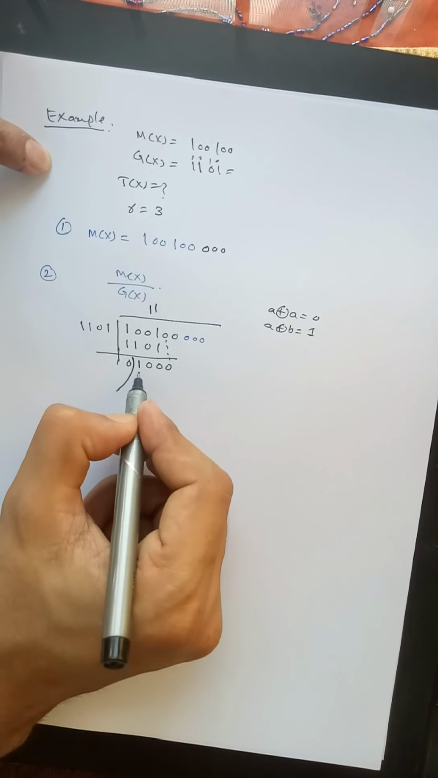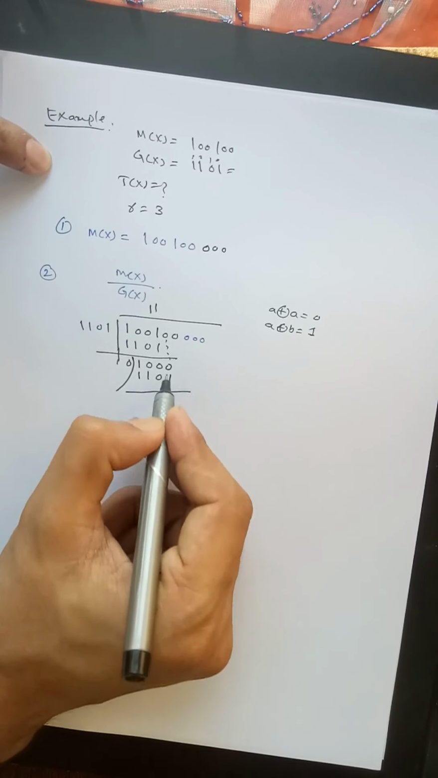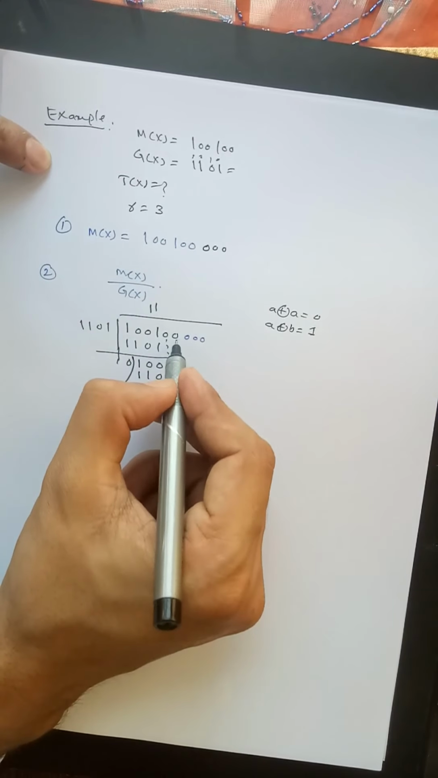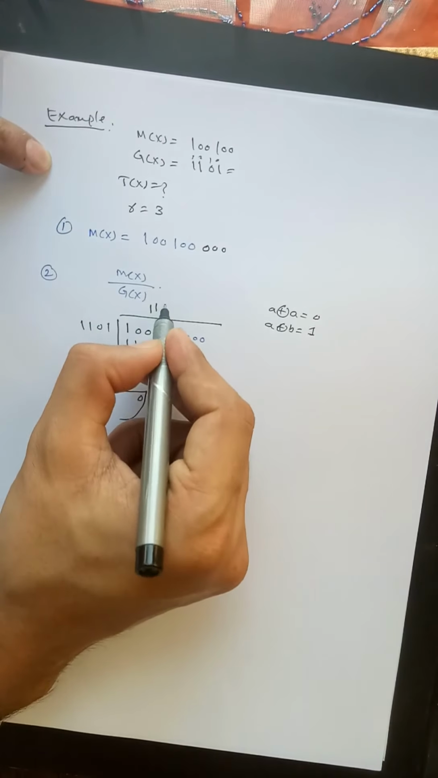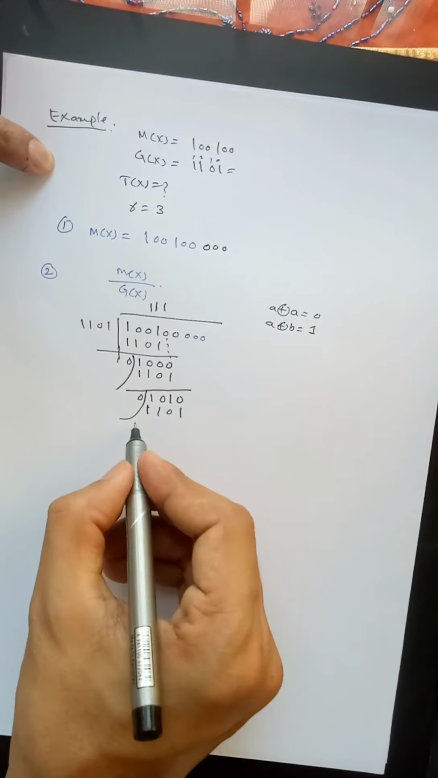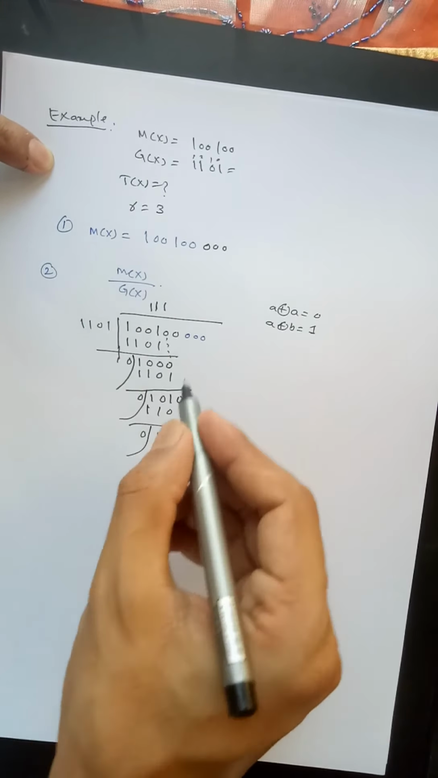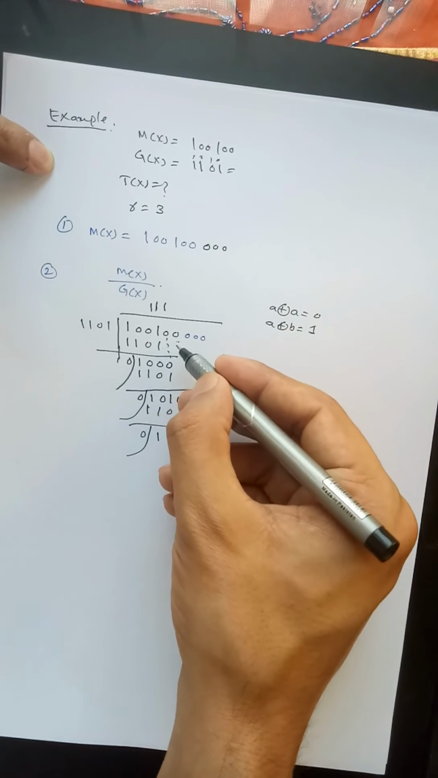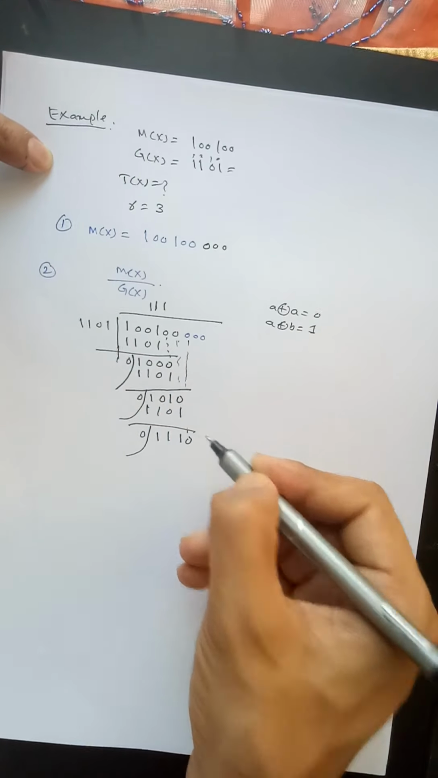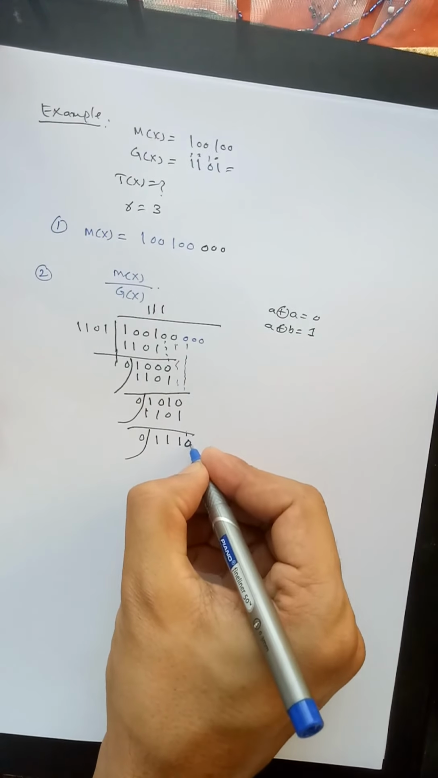Again 1, 1, 1, 0, 1, exclusive OR, so 1, 0, 1, 0. Discard 0 and you can bring this 0 here. Again 1, so 1, 1, 0, 1, so you have 1, 1, 1, 0. Discard 0. You can bring this 0 here, the 0 that we added.